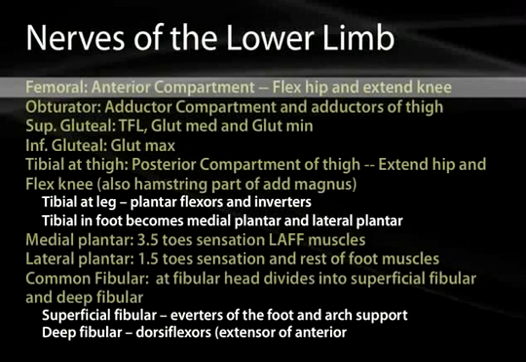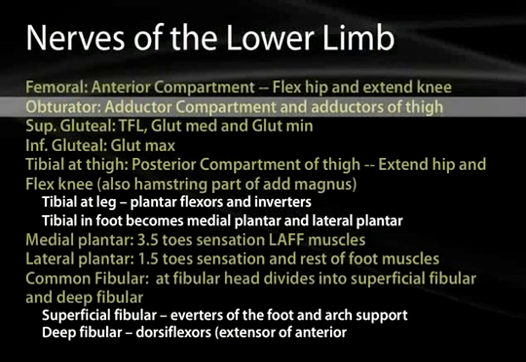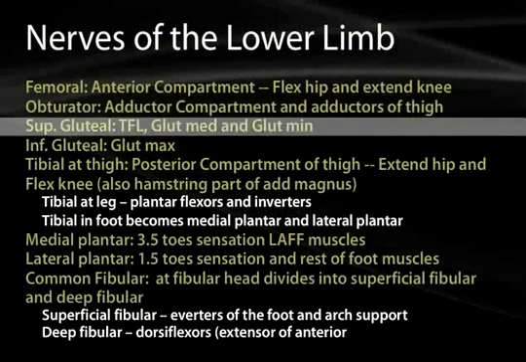When you think of the nerves of the lower limb, it's good to get an idea of the compartments that they service. So the femoral nerve will be servicing the anterior compartment and a major hip flexor and extender of the knee. The obturator will be an adductor compartment, which will adduct the hip joint. Then we have the superior gluteal nerve, which will do tensor fascia lata, glute medius and min, all abduct the leg and rotate it in.